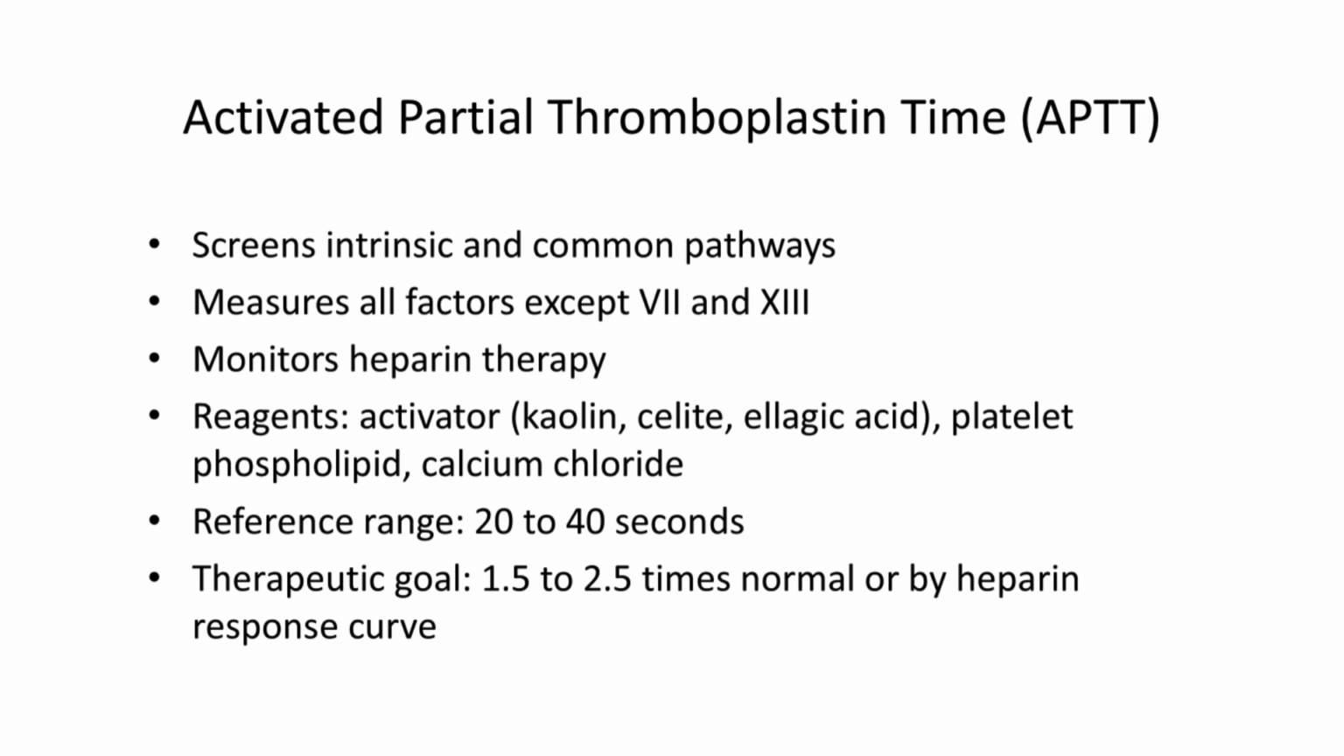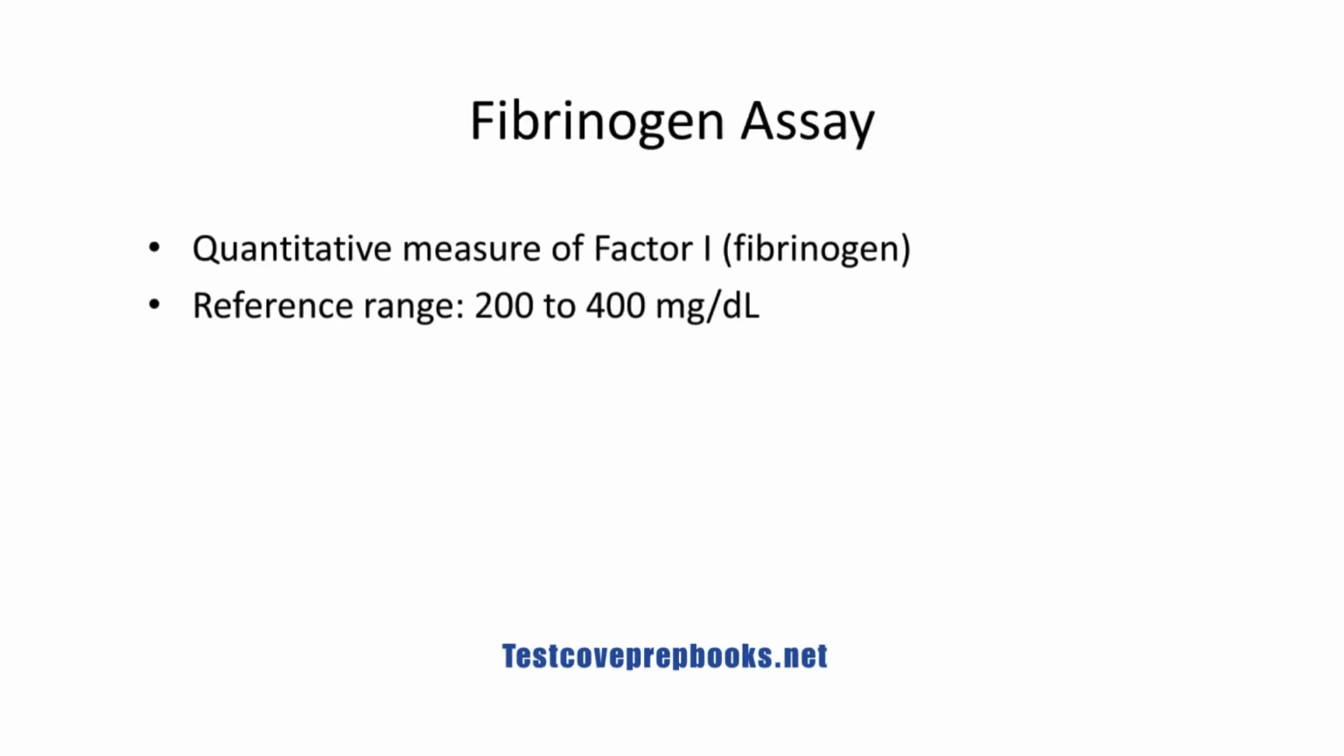The therapeutic goal is 1.5 to 2.5 times the normal value, or alternatively, results may be interpreted using a heparin response curve. The fibrinogen assay is a quantitative measure of factor 1, fibrinogen. The normal reference range is 200 to 400 milligrams per deciliter.